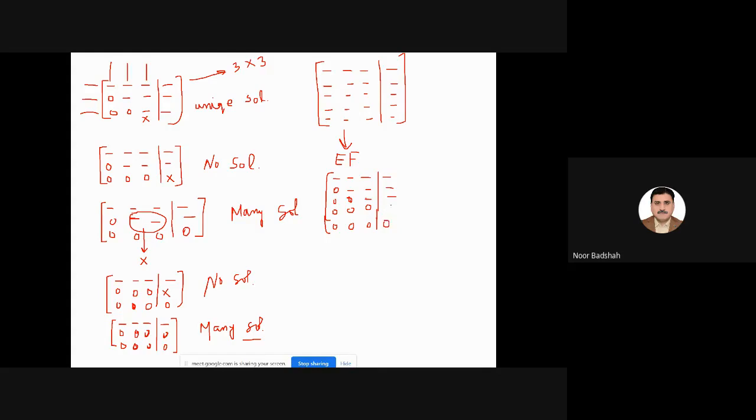Now, if this one is 0, or if this one is non-zero, this quantity, if this quantity is non-zero, in that case, the system will be having no solution. This should be 0 because if you convert that into Echelon form, it must be 0, right? The last row, that will be completely 0. But if this is 0 and this is non-zero, in that case, the system will be having no solution.